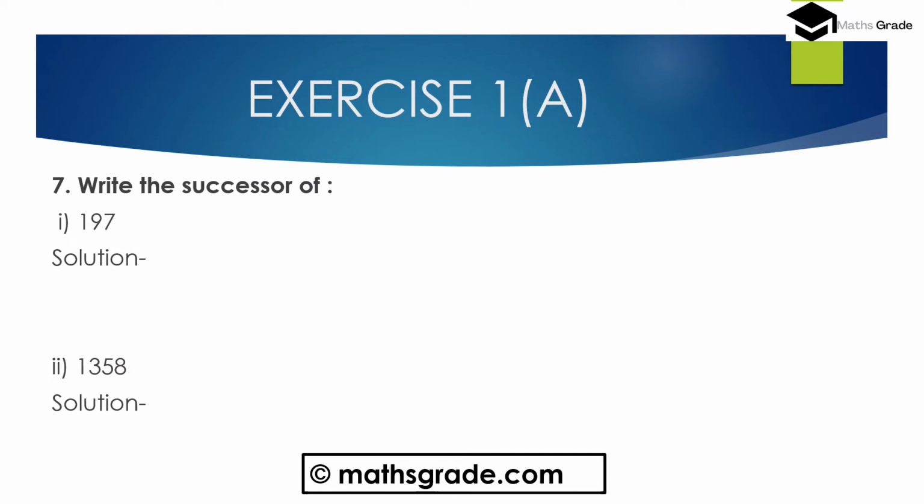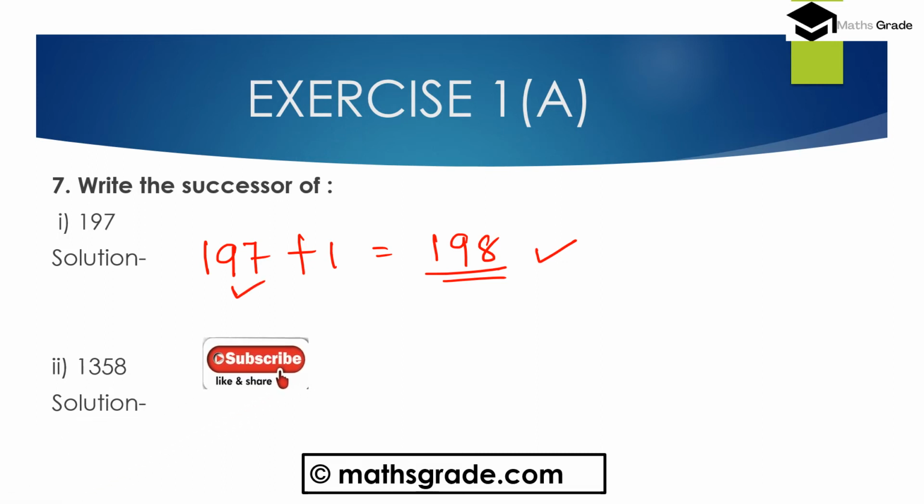Now question number 7. Write the successor of the first bit, 197. When you find the successor of any number, we have to add 1 to that number. So the successor of 197, we have to add 1 to the number 197. That is 197 plus 1, that is 198. And 198 is the successor of 197.